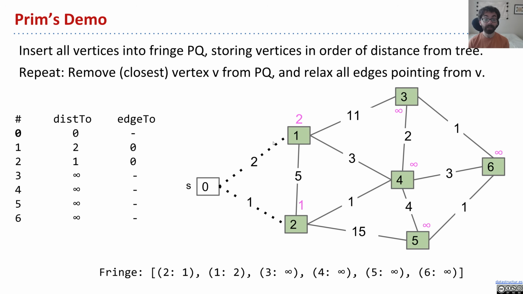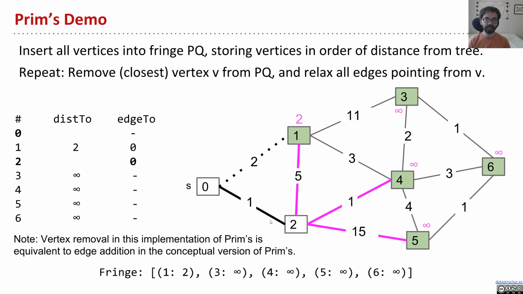Now, where the commitment happens is actually when I remove this next vertex. So when I remove vertex 2, this edge, I'm going to mark it as solid. Now, that doesn't change anything in terms of the Java data structures other than the removal from the fringe. The distance to and edge to arrays are not changed, but I'm going to bold it here to remind you that this is an edge that the algorithm has now committed to. This will never change again.